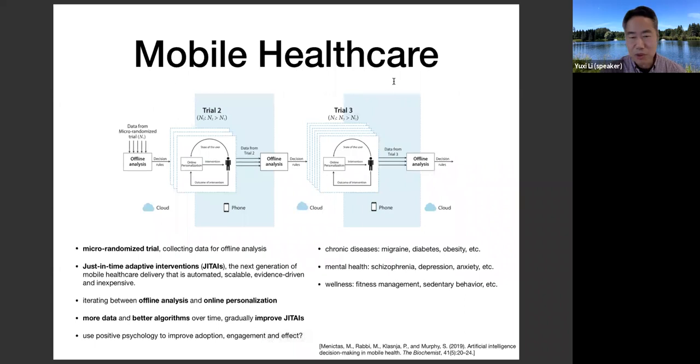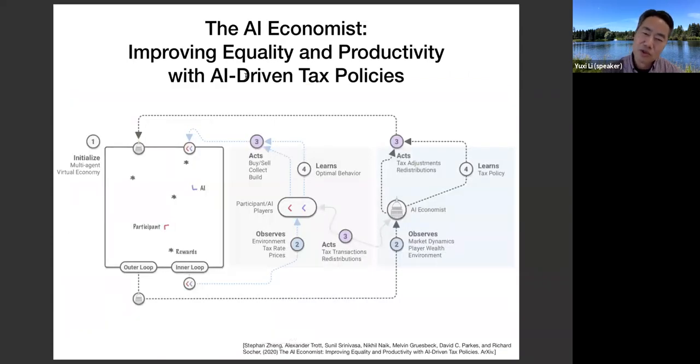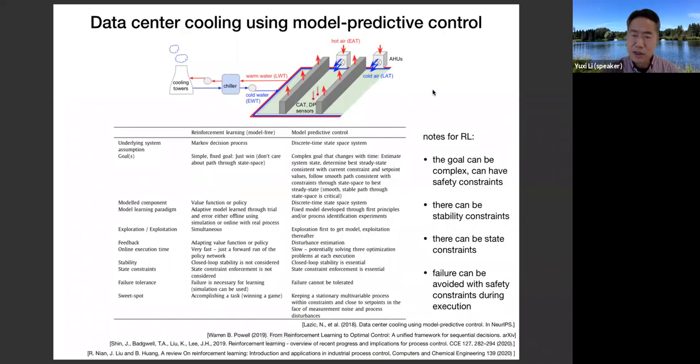And say mobile health, that's also an interesting application. And in finance, there's a simulator. It can do, say, trading, portfolio, those things. And also for economics, for the tax policies. And here I think it's another domain. It's from control. Yeah, control people will recognize this. The model predictive control. And this one is for data center cooling.